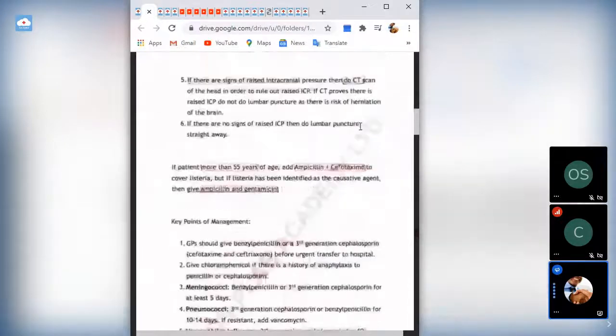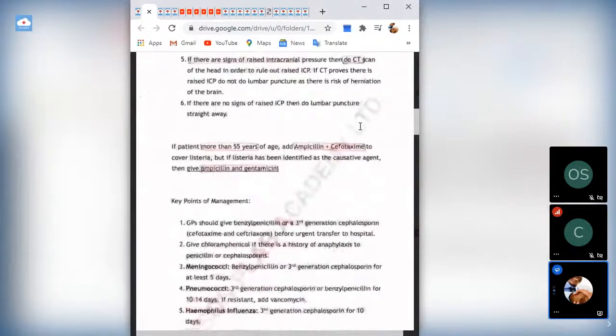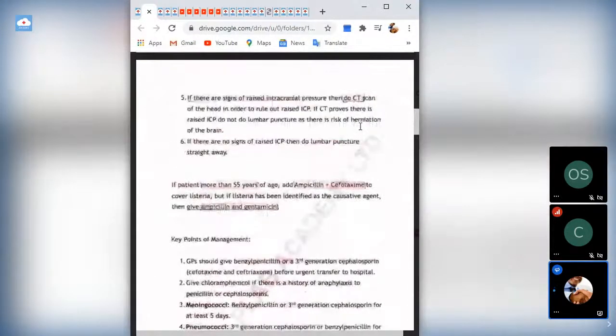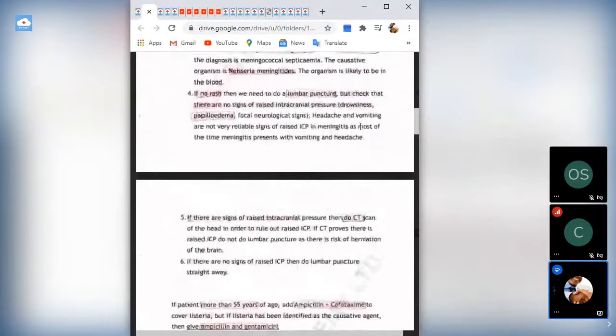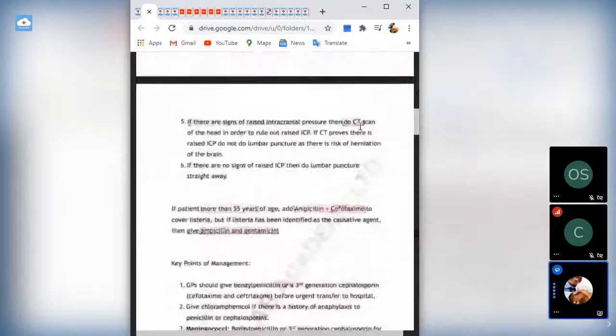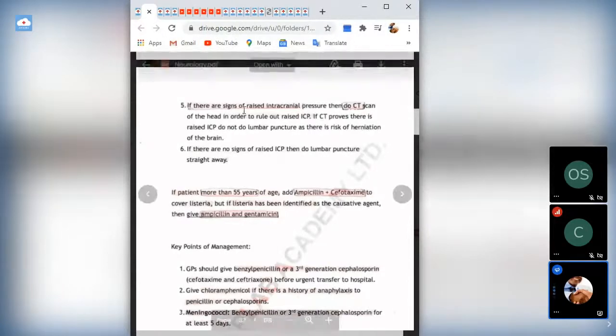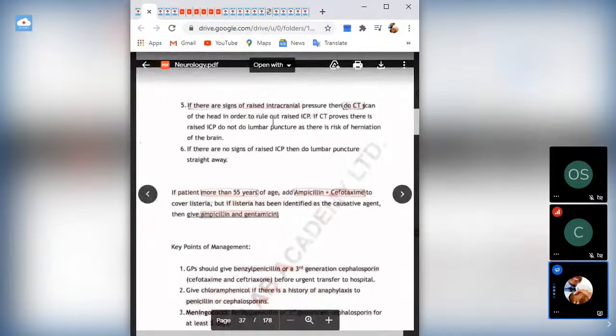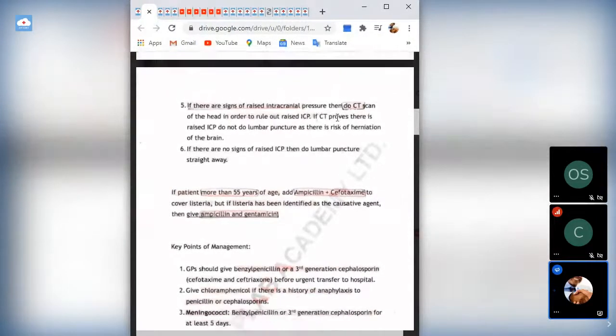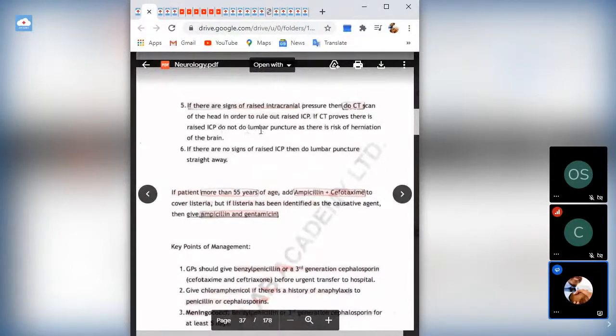Then if there are signs of raised pressure, you have to do a brain CT scan. But if there are no signs of raised intracranial pressure, you can go ahead to do just your lumbar puncture. But note that a brain CT scan may not be able to show you the lesion, right? It's the meninges that are inflamed after all, so you may not be able to pick it up on brain CT scan. So in order to rule out raised ICP, if CT proves there is raised ICP, do not do lumbar puncture as there is a risk of herniation of the brain.